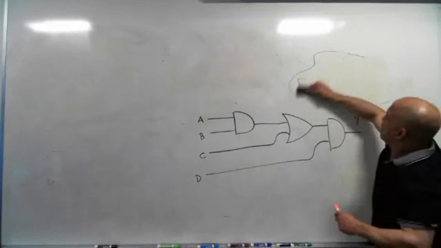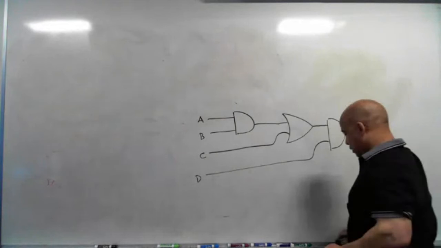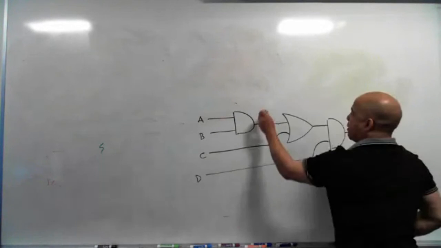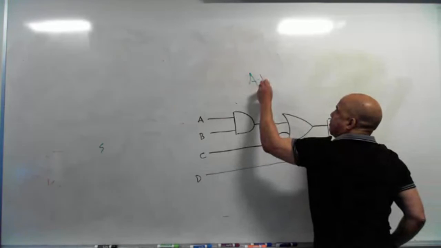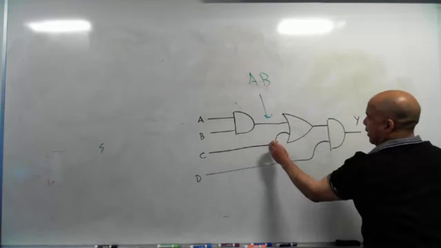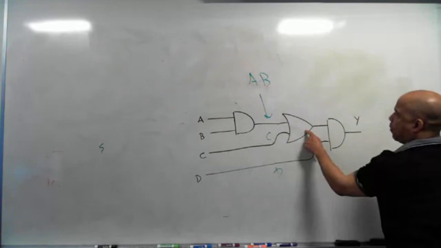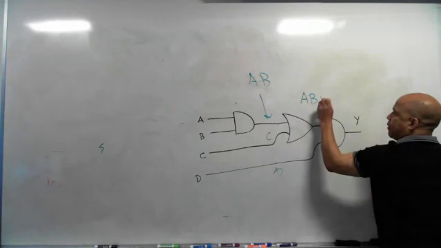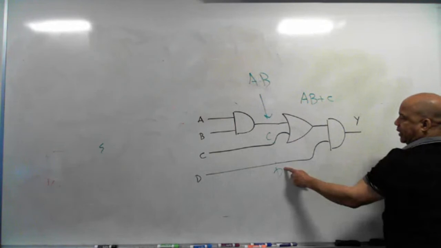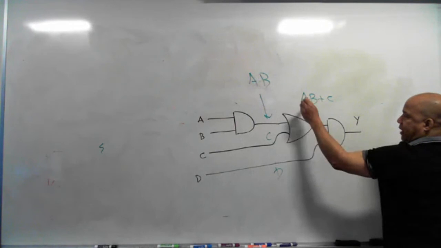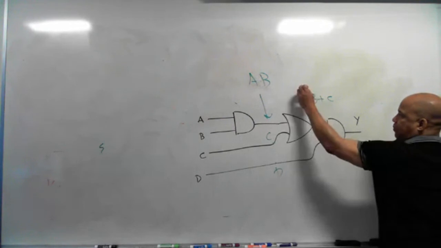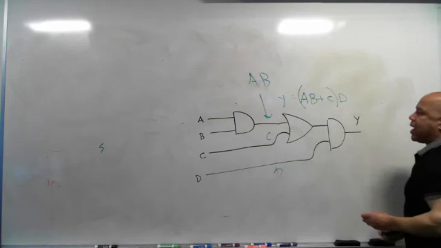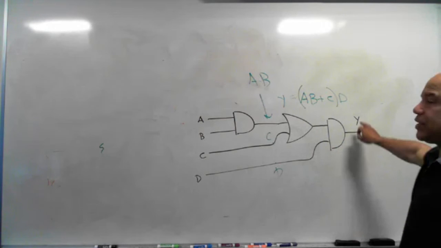Let me go to another color. Okay. So right here, we got A dot B. Then right here, we got a C and a D. At this point, we got A, B. From here, we're going to OR that with C. And then at this point, we're taking this, and we're going to AND that with D. So I just put brackets around it like that, and then set it equal to Y. So hopefully you got something close to that. Questions over this?